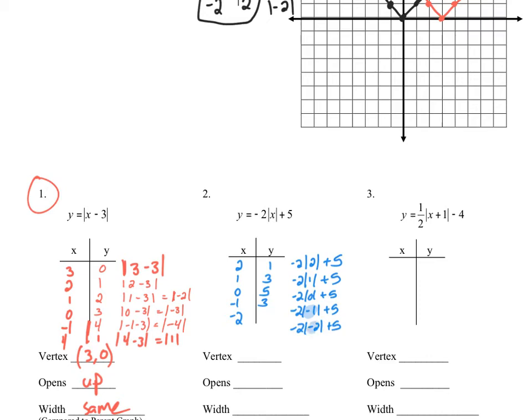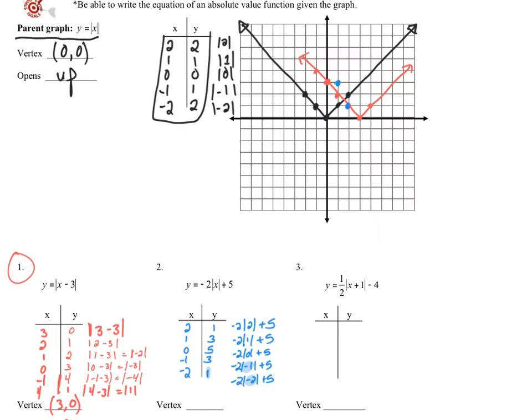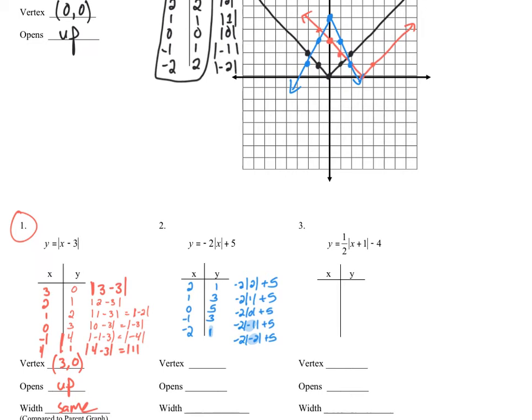All right, same thing here. The absolute value of -2 is 2. 2 times -2 is -4. -4 plus 5 is 1. So then we graph this. So 2, 1, 1, 3, 0, 5, -1, 3, and -2, 1. So the vertex for this one is way up here. So the vertex is at 0, 5.